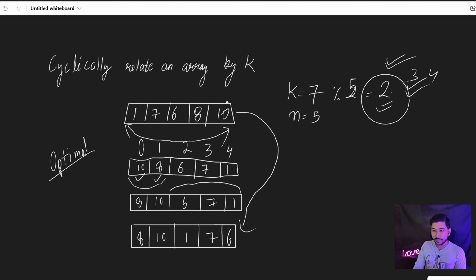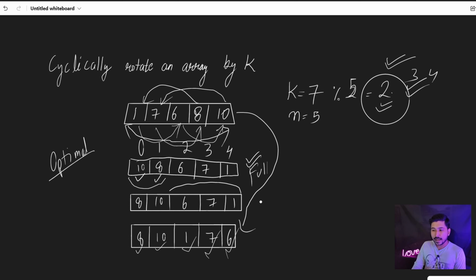If you see, 10 will come here after 2 rotations, 8 will come here, that is here, 8 is here, 10 is here. After 2 rotations, 1 will come here, 1 is here, 7 will come here, 7 is here, and 6 will come here, 6 is here. So you have to do a total of 3 rotations. Rotation number 1, where you have to rotate the full array.